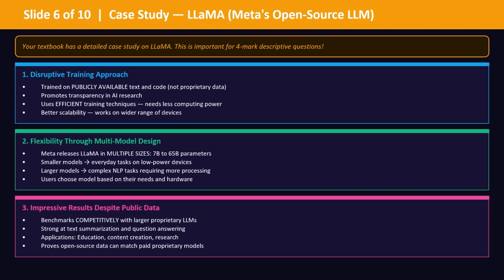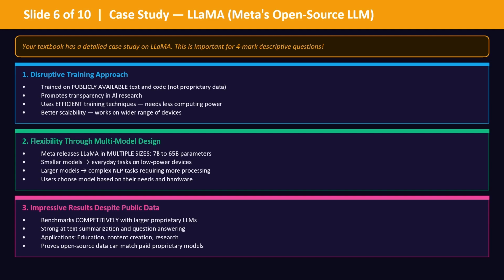Point 2. Multimodal design flexibility. Meta doesn't release just one version. They release LLaMA in multiple sizes from 7 billion to 65 billion parameters. Smaller versions can run on your laptop for simple tasks. Larger versions handle complex NLP applications. So choose based on your needs.